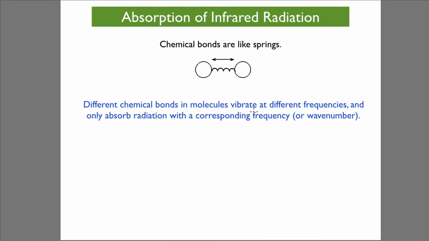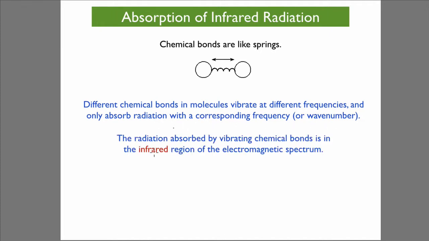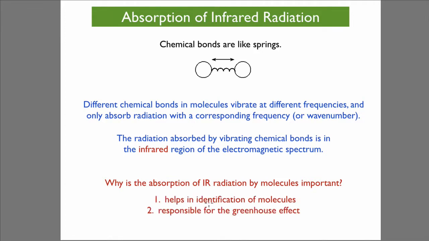Different chemical bonds and molecules vibrate at different frequencies and only absorb radiation with a corresponding frequency or wave number. The radiation absorbed by vibrating chemical bonds is in the infrared region of the electromagnetic spectrum. So you can think of a red disco ball and two atoms vibrating as they dance under the red light. Why is the absorption of infrared radiation by molecules important, you ask? Well, it helps in identification of molecules, and it also is responsible for the greenhouse effect.